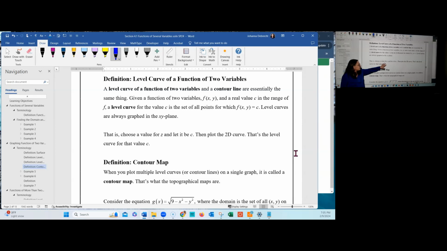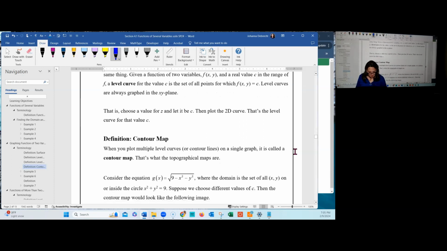So we choose a value for z, set it to be c, and then we plot the 2D curve. Contour lines or level curves are essentially 2D curves in the plane for that level or that value of c. Now, a level curve is always in the xy plane. It's always setting z to be a constant. If we want to set x to be a constant and allow y and z to vary, we don't call it a level curve, we call it a trace. And we'll look at those a little more closely in a moment.